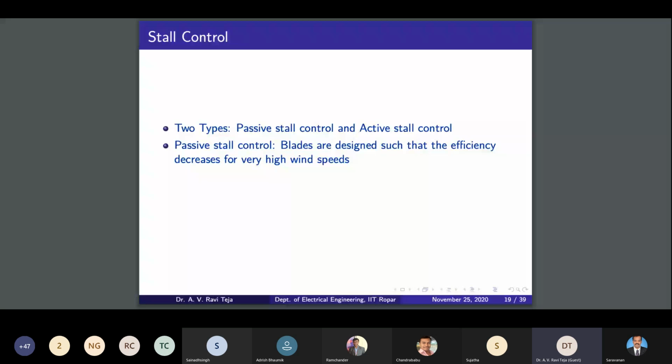And then active stall control means pitch control. You are rotating the blade such that lift force is reduced and drag force is increased. Of course, if drag force is increased, that increases the stress on the tower. But we cannot do otherwise, because we have to save the turbine and the generator if there are heavy winds. If the winds are in a normal state below the rated, then we can use the pitch control to get the maximum power output from the wind, right?